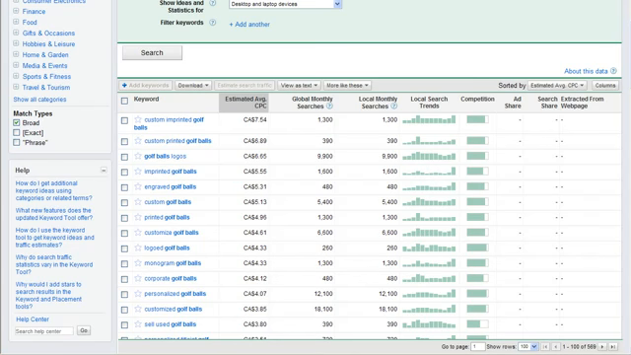You need to know where your global searches are. What is the demand for these? We can see that golf ball logos is searched 9,000 times versus custom printed golf balls 1,300. Now, these numbers are maybe a little bit off the way we're looking at it now.